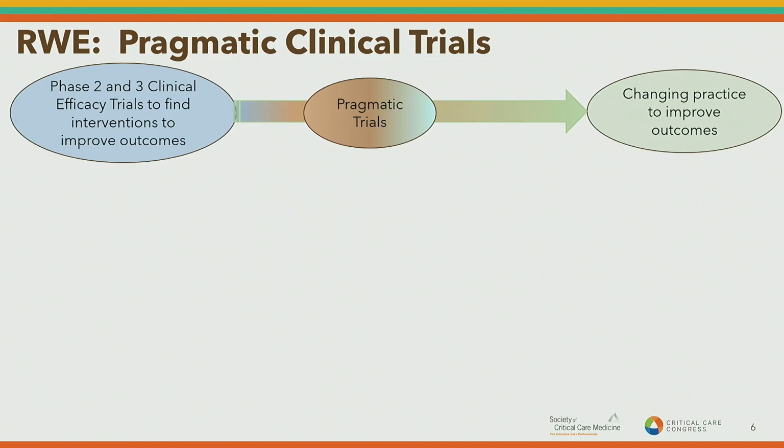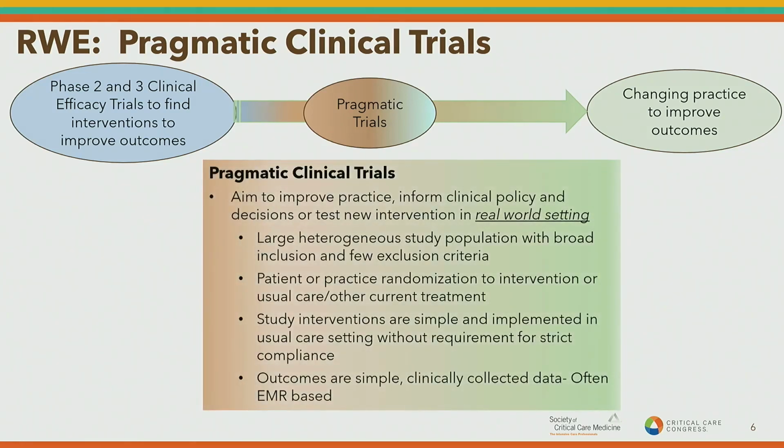So how is this real-world data used most commonly in medicine and in critical care? One example of that is pragmatic clinical trials. A pragmatic clinical trial aims to slide in the interim between traditional efficacy trials that Jonathan had just mentioned about how long it takes to put together and how long it takes for the results to translate to practice, and actually what happens in the real world. These trials aim to inform policy and decisions or test new interventions in the real world setting.